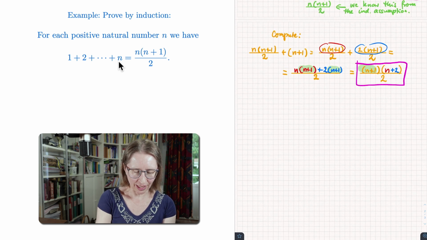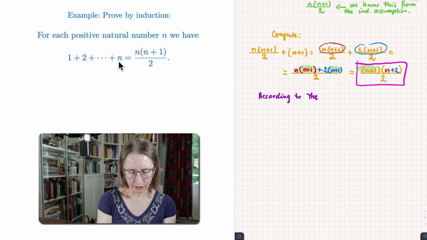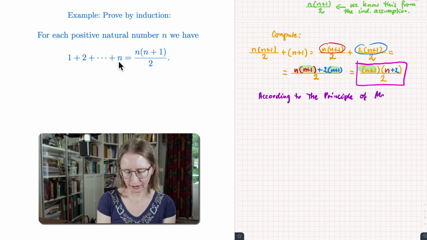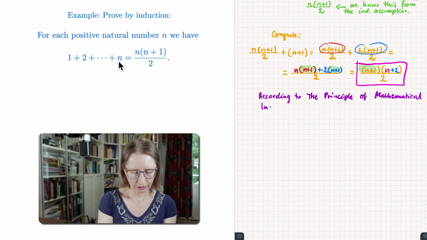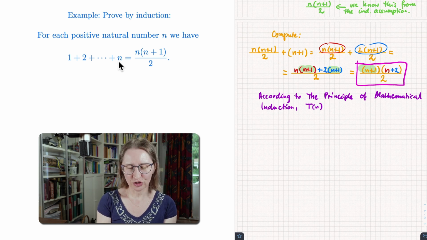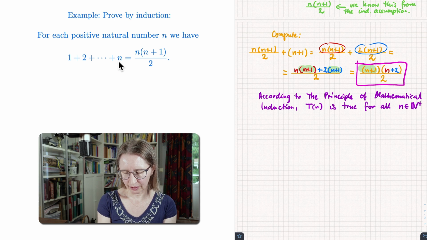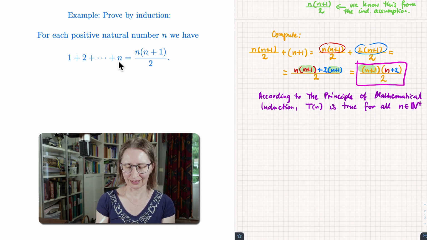And this means that according to the principle of mathematical induction, t of n is true for all n, which are positive natural numbers. So we are done here.